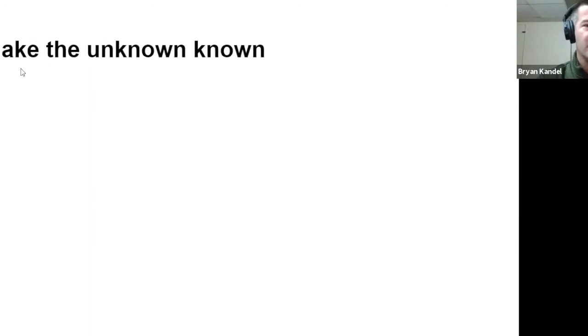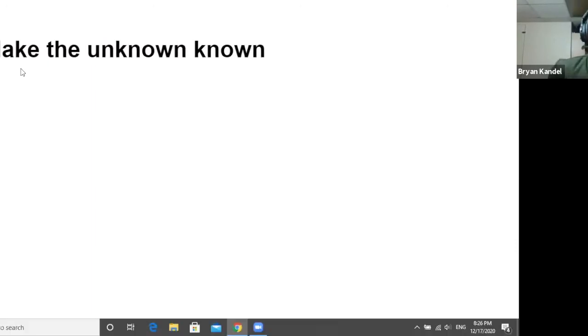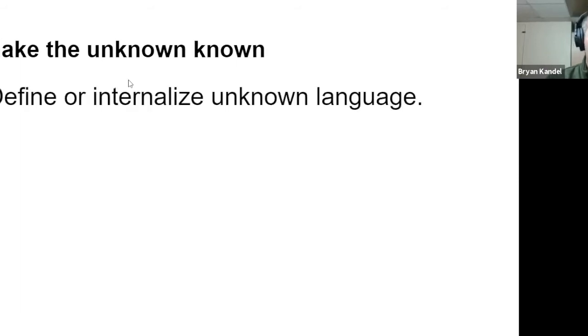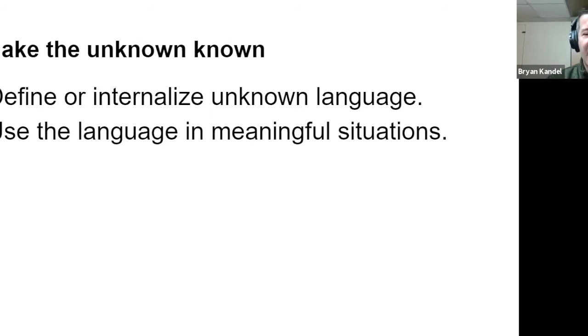Okay, number 4. Make the unknown known. So number 3 is we need to know what they don't know and make a plan for it. Number 4 is pretty similar. Whatever they don't know, we need to make sure that they do know. We define, we internalize unknown language. We use the language in meaningful situations.